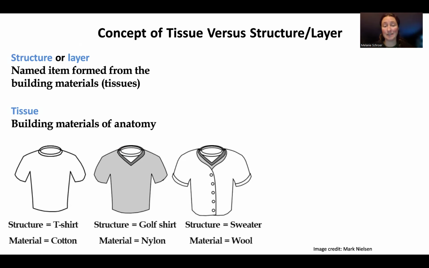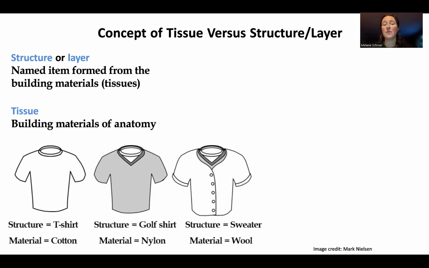So the material is cotton, right? The t-shirt is made of cotton. We wouldn't say, oh, I'm wearing a cotton today. Nope, we would say I'm wearing a t-shirt today, but we can look at the tag and say, yep, that t-shirt is made of cotton, right? And that is the tissue. Of course, if we look under the microscope, we can see that that cotton has individual fibers, right? Fibers from the cotton plant, right? So there's going to be a lot of cellulose and stuff in that t-shirt. But the tissue itself, the cotton, would be the tissue. And of course, these different structures, t-shirt, golf shirt, sweater, have different functions, right?